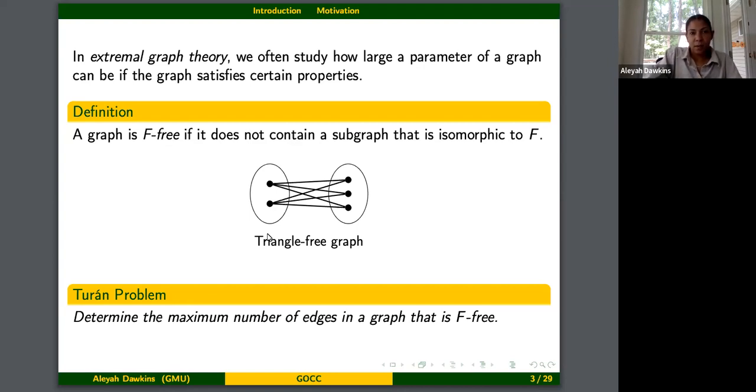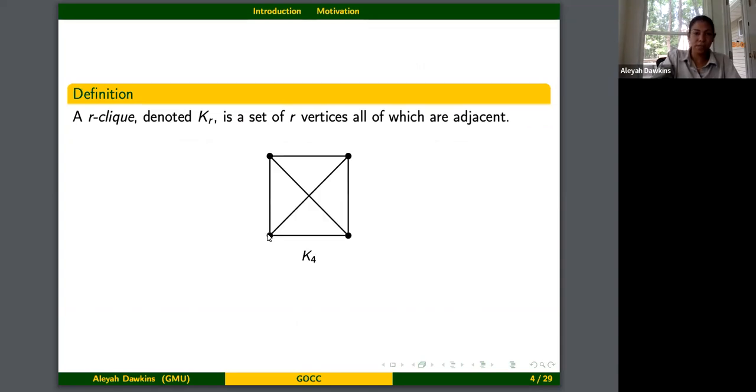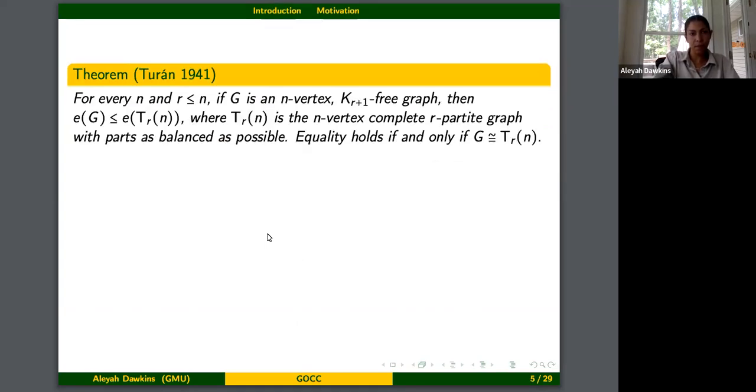And Turán studied this problem himself for r-cliques. An r-clique, which we'll denote as K_r, is just a set of r vertices, all of which are adjacent. For example, here is a 4-clique: 4 vertices, all of which are adjacent. What Turán was able to show is that if your graph is K_{r+1}-free, then the number of edges in your graph, which I'll denote as e(G), is at most the number of edges in the Turán graph. The Turán graph is the n-vertex complete r-partite graph with its parts as balanced as possible.